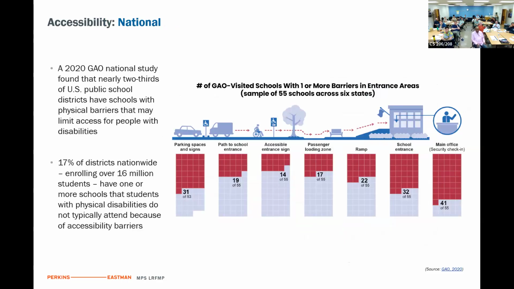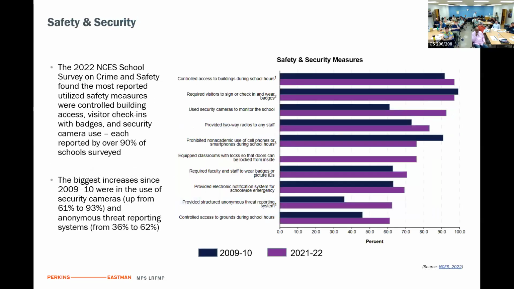Not a problem with new construction, but with existing buildings, looking at the districts that were surveyed, almost 1 in 5 districts had at least one school where there was a building that students couldn't attend if there were accessibility issues. So certainly a widespread challenge.